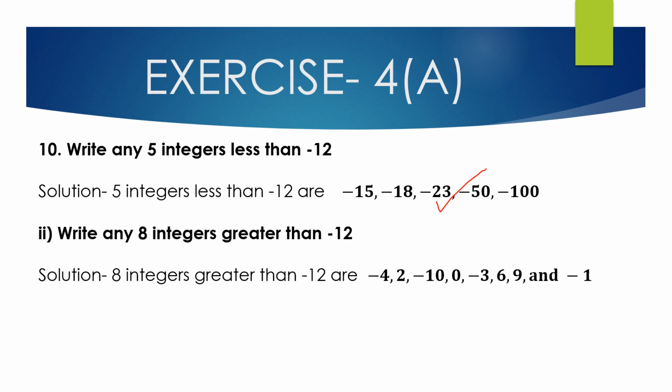Write any 8 integers greater than minus 12. 8 integers greater than minus 12 are minus 4, minus 2, 2, minus 10, 0 and minus 3. These are the integers greater than minus 12. Any 8 integers greater than minus 12. So 8 integers greater than minus 12 are minus 4, 2, minus 10, 0, minus 3, 6, 9 and minus 1.